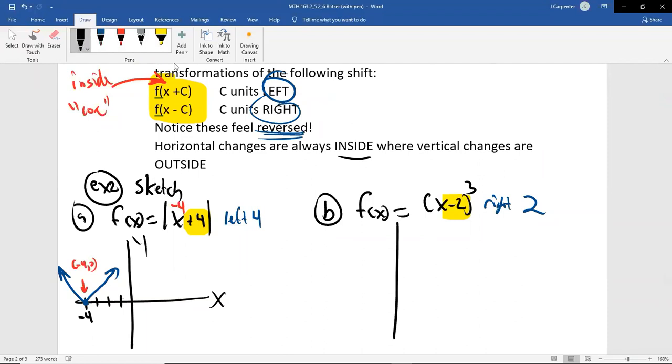And again, if you don't trust that, once you graph it, plug in the x value and see if you get the correct thing. So again, here's our ghost image. Here's our basic x cubed graph, but we're going to shift it right 2.